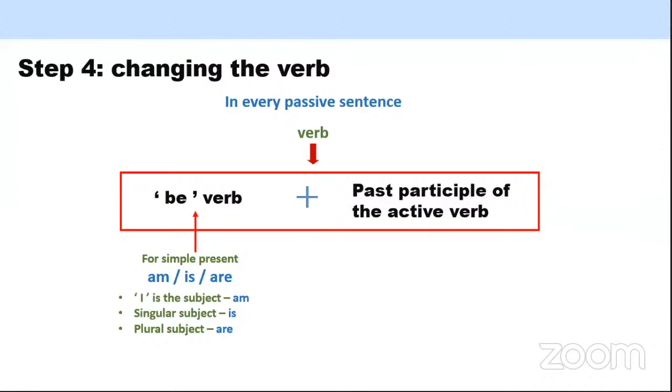Then you have to add the past participle of the active verb. Can you remember the verb in the active voice sentence? It is cleans. So what is the past participle of the active verb? It is cleaned. The past participle of the active verb is cleaned.